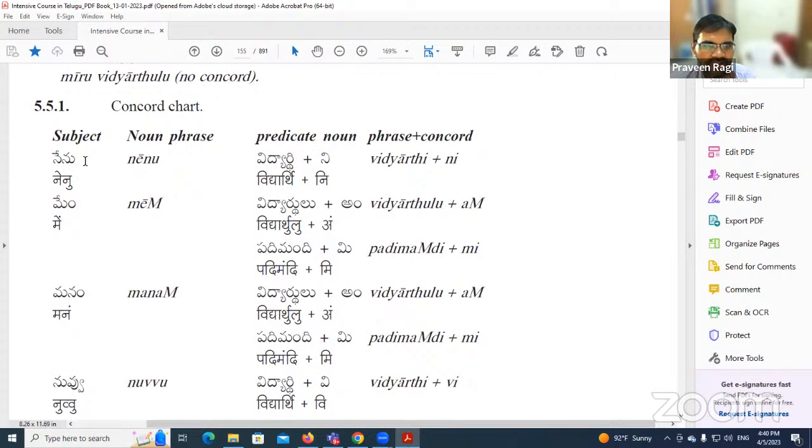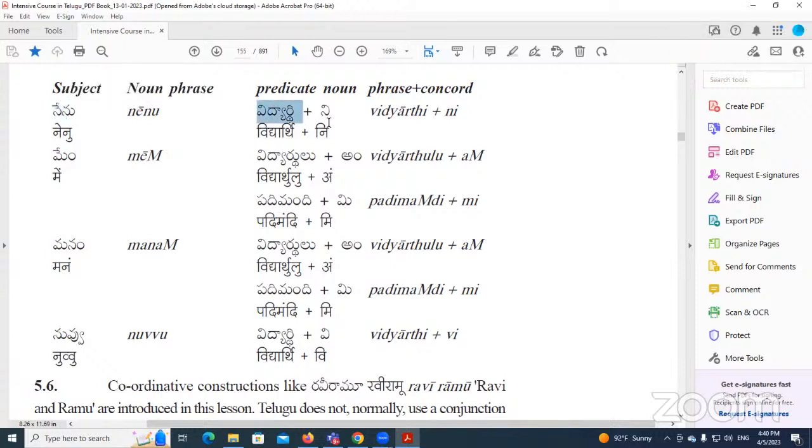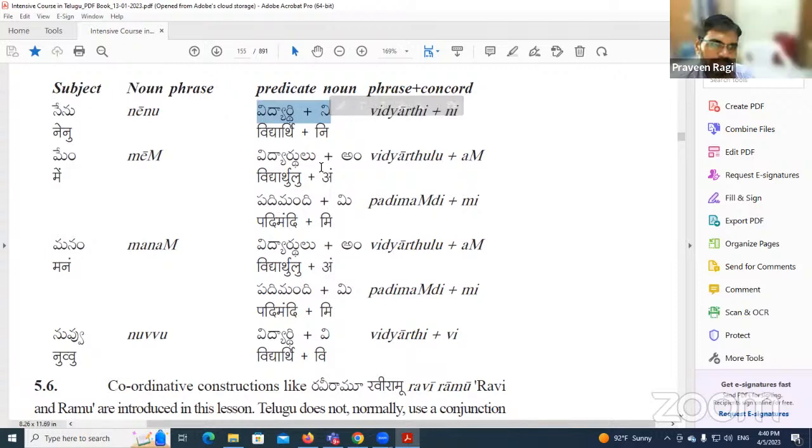Okay, we have a chart here. Can you read the meaning? The English meaning is not included, but you can read it for practice. Nenu vidyarthini. Yes, that means I am a student.